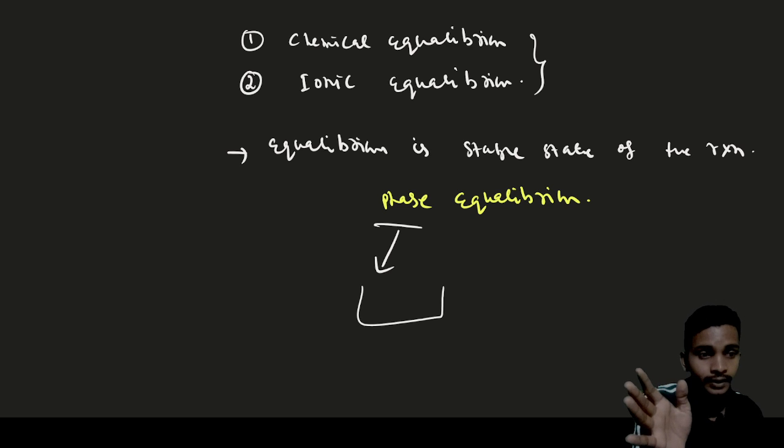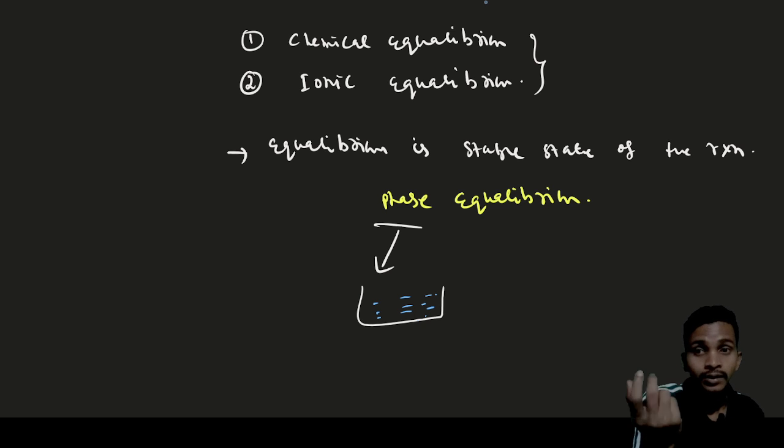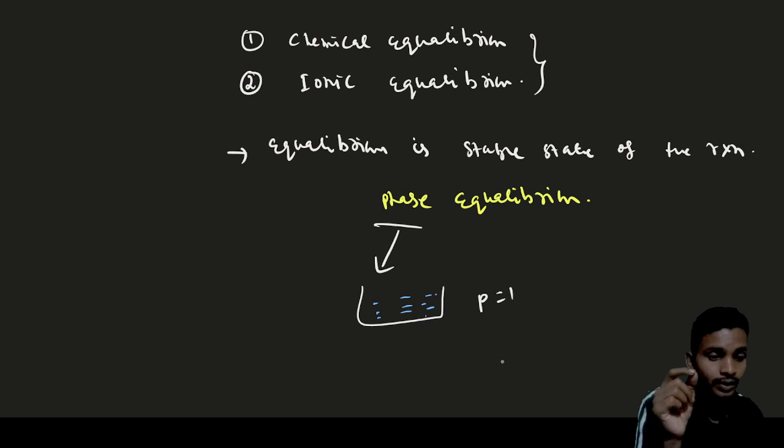Like if we take a solution in this beaker, what we see with the naked eye is that only one thing is present. If you see a glass of water, only water you are seeing. So only water means that is phase 1. Here phase equals 1.